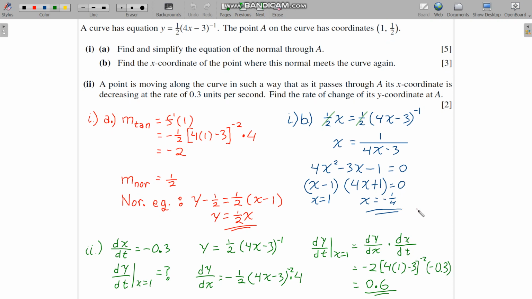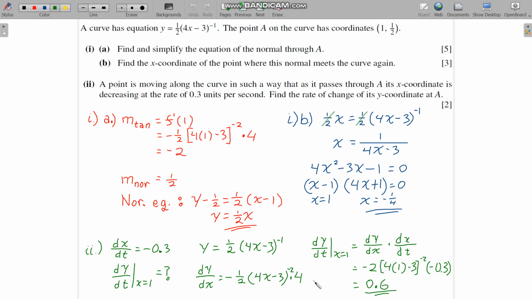Now, this is about related rates. A point is moving along a curve in such a way that it passes through A. Its x coordinate is decreasing, so dx/dt is 0.3. Decreasing means negative, so actually dx/dt is negative 0.3, and we need to find dy/dt when x is 1, because at A, that means when x is 1 and y is 1/2.